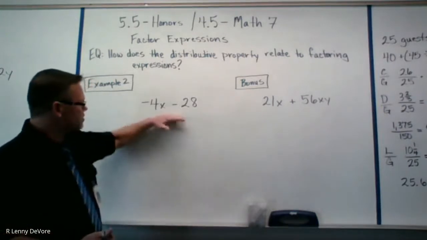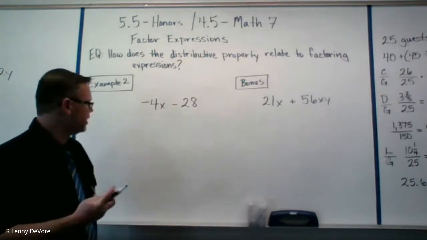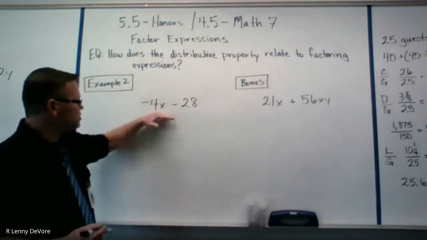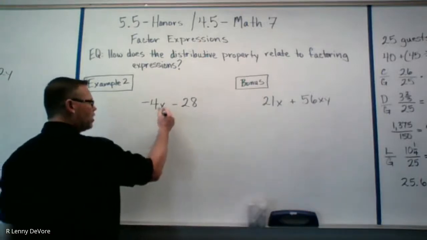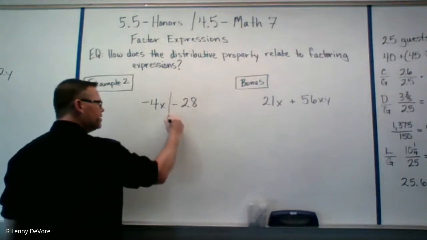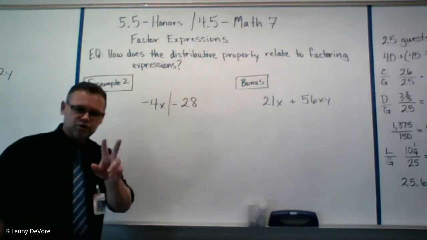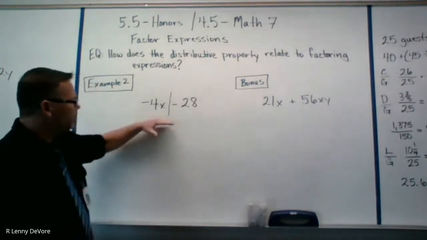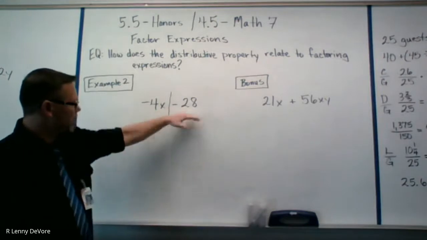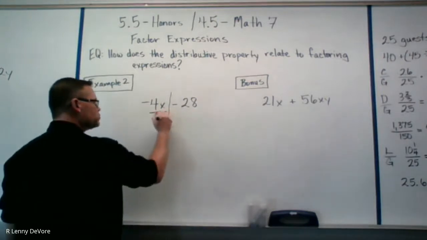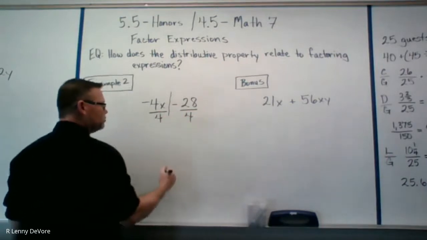So what I'm going to do here is I'm going to show you how to do this two different ways, and I want you to pay special attention how I'm doing it, okay? So the first thing I want to do is I want to look at how many different terms I have here. So I have a negative 4x, and I'm going to divide that, and a negative 28. Now, I can do this two different ways. I want the greatest common factor between these numbers. So in other words, 4 and 28. The common factor between this would be 4. I can divide each one of these by 4.